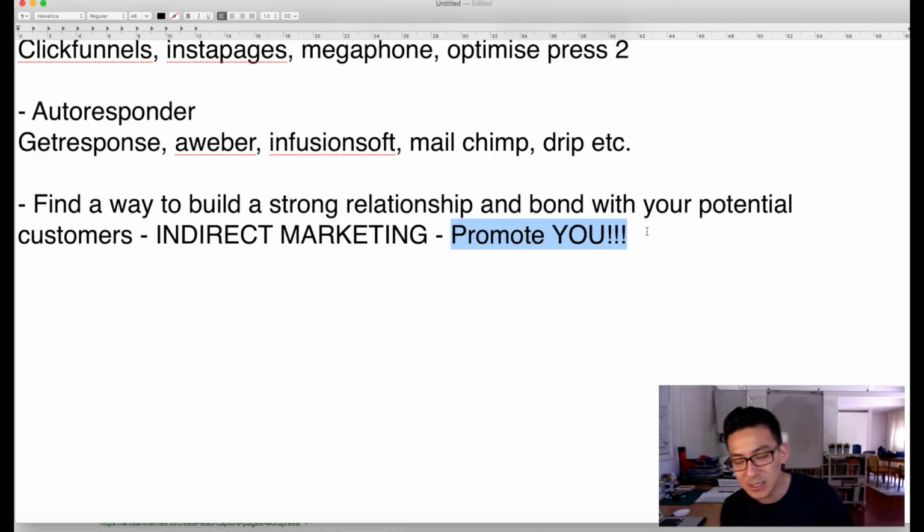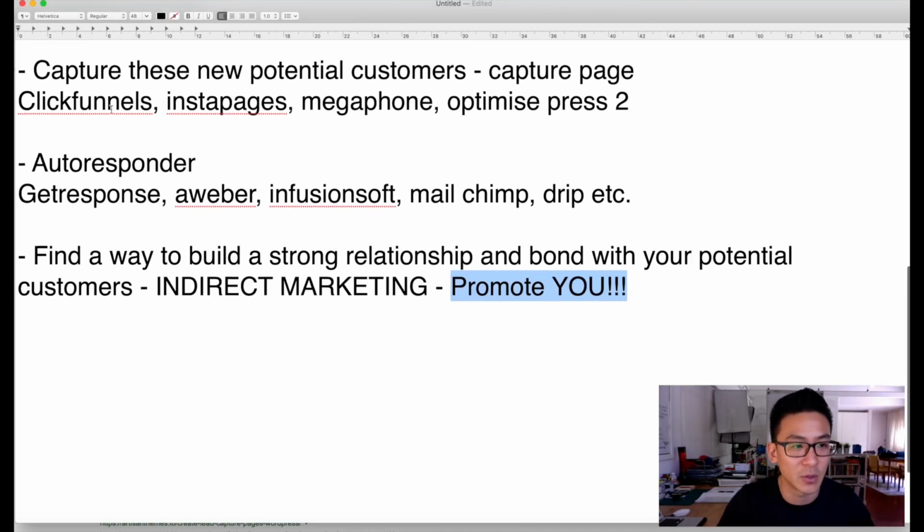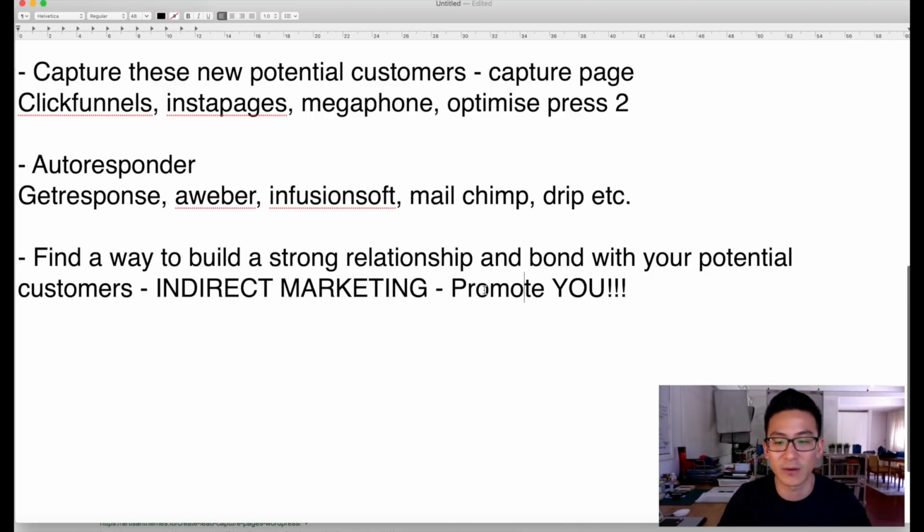Okay, so instead of leading them straight to the product, you want to lead them to you, your pages, and your pages could be in a blog format. It could be in a sales funnel that you build out with ClickFunnels or Instapages or Megaphone or whatever it is. Okay, and you give them great content on that particular niche area that they opted in for in the first place. So if they are looking for more information on weight loss, teach them about weight loss.